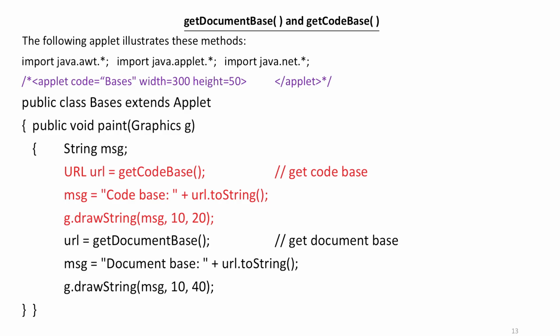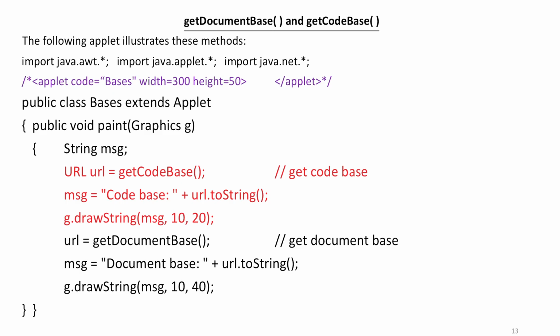So, this program will implement it. This is also a very important program. Here we are loading getCodeBase as well as getDocumentBase. The following applet illustrates these methods, getDocumentBase and getCodeBase. In the second line you can see import java.awt.*, import java.applet.*, and import java.net.*. According to our requirement, we import the packages here.